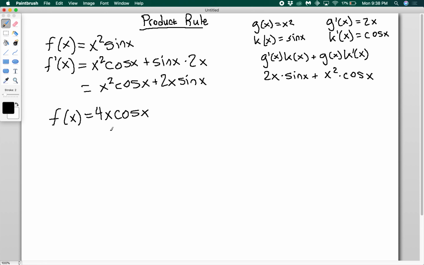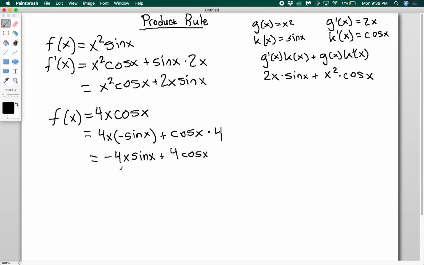So what am I going to do? Well, I'm going to say first, 4x, times the derivative of the second, negative sine x, plus second, cosine x, times the derivative of the first, 4. I'm going to rewrite this to make it nice. So I'm going to have negative 4x sine x plus 4 cosine x. And you can factor this if you want. You can say, oh, well, this is going to be negative 4 times x sine x minus cosine of x if you want.